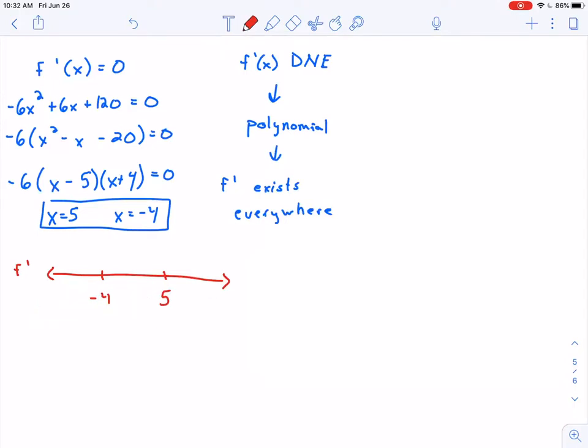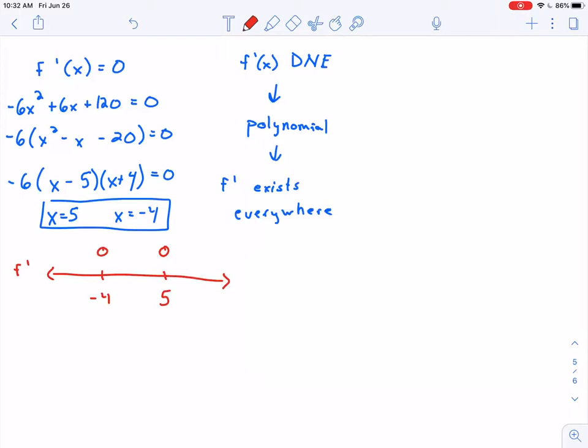Actually, before I do that, I also want to make a note to myself, well, how did I come up with negative 4 and positive 5? What's the behavior of the derivative? Well, the derivative is equal to 0 there, so I'm going to make a note to myself that the derivative is 0 at each of those points, and that's what tells me I'm going to have a horizontal tangent line. So now I'll take a number in each one of my intervals and plug that into my derivative.